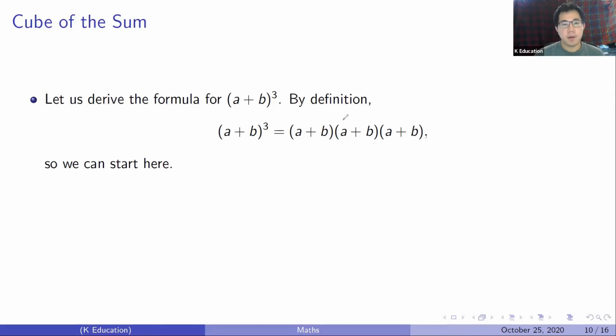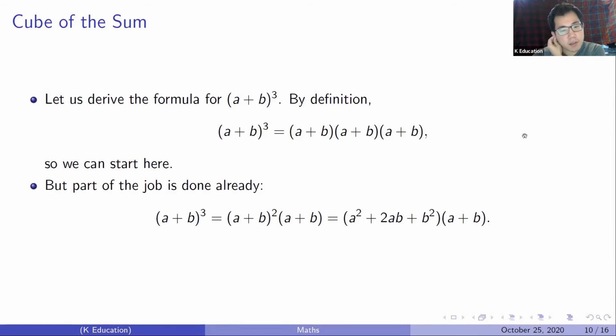So (a plus b) cubed, again, I'm sure everyone can multiply everything out, but we're going to make things a bit simpler for us, because we already know how to do this. So we're going to save ourselves some work and put that in first before multiplying each one out. So part of the job is already done. (a plus b) cubed is (a plus b) squared times (a plus b). And I know what (a plus b) squared is. Again, it's not a squared plus b squared, it's a squared plus 2ab plus b squared. You have to keep that in mind.